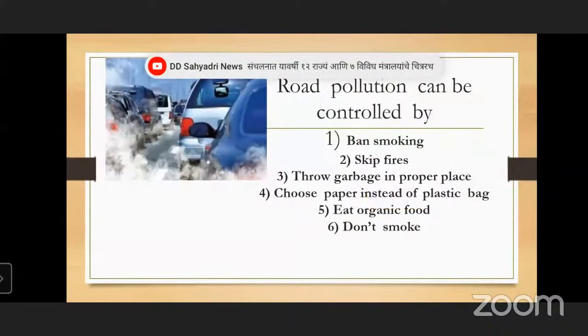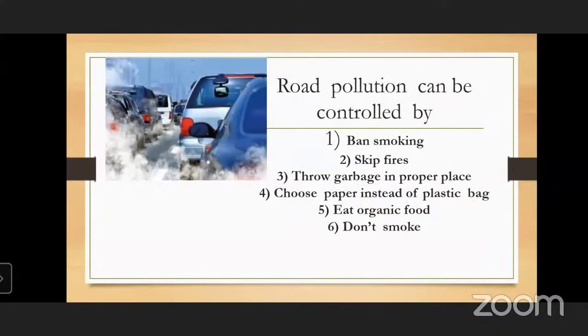Now here we are seeing road pollution. How can road pollution be controlled? First, we should ban smoking. Read the first point: ban smoking, skip cigarettes, throw garbage.